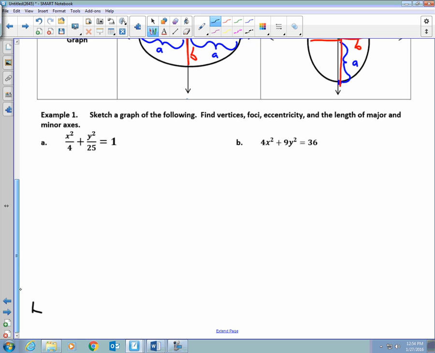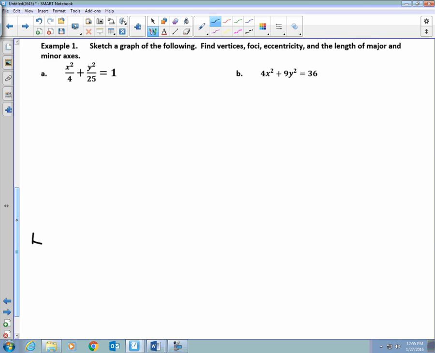Let's graph it. Sketch a graph of the following. Find these following pieces. I'm going to add to it. We're going to look at direction, center, vertices, major axis, minor axis, foci, and the eccentricity.